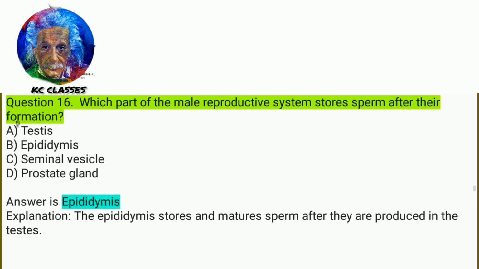Question 16. Which part of the male reproductive system stores sperm after their formation? A. Testis. B. Epididymis. C. Seminal vesicle. D. Prostate gland. Answer is epididymis. Explanation: the epididymis stores and matures sperm after they are produced in the testes.